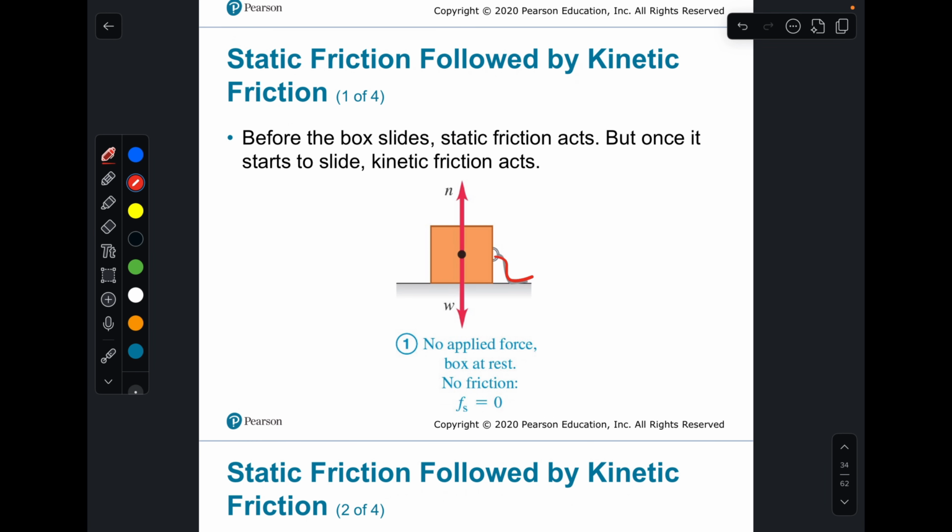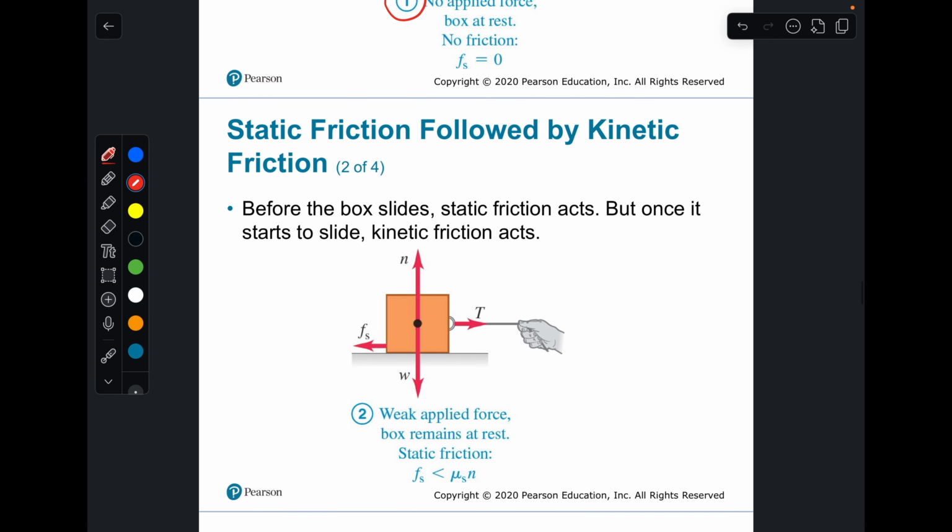So let's talk chronologically about the forces that are acting on a box that is experiencing friction as we begin to pull on the box with a string. In general, before the box slides, static friction is going to act on the box, which we saw is a variable quantity. Then once the box starts moving, we'll have kinetic friction. So let's start at the beginning. At the beginning, we're not tugging on the box at all. And so if we draw a free body diagram, all that's going to be present is the normal force and the weight of the box.